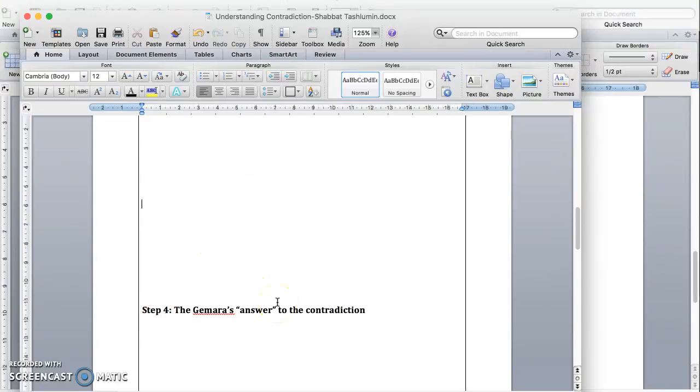In previous contradictions, we've explained, oh, this case was talking about this, that case was talking about that. This time the Gemara doesn't do that. The Gemara says, hey, good question. In life, this is a good message. Sometimes somebody asks you a good question, you don't know the answer. It's good to say, hey, you know what? I don't know. We gotta look into this a little bit more.